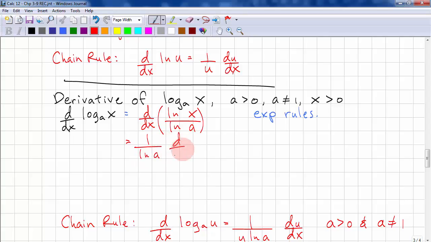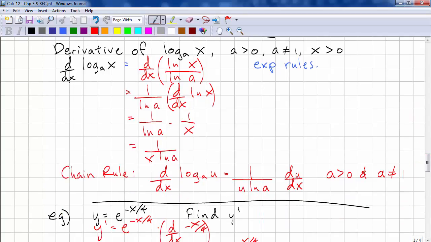Now we're doing dx of ln x, and that's easy. So we have 1 over ln a times 1 over x. And we want to rewrite this as 1 over x ln a. Okay, so that prevents us from doing 1 over ln ax, where it's ambiguous where the x is, inside the parameter or outside the parameter. And of course, we have the chain rule. So if we're taking log a of u, we simply have 1 over u ln a, and we take the derivative of u with respect to x.